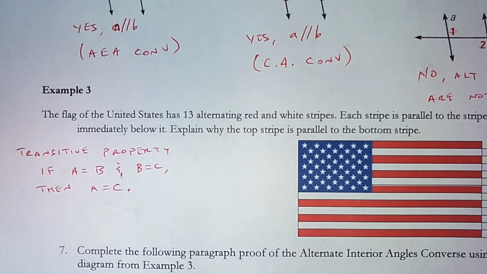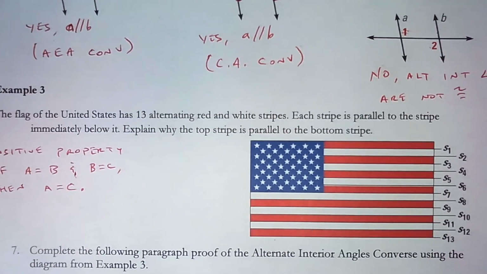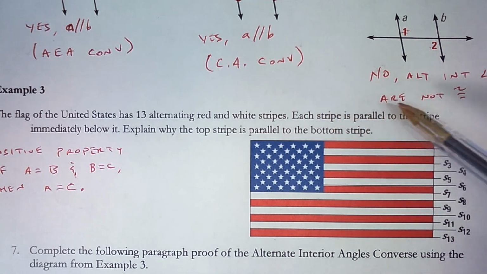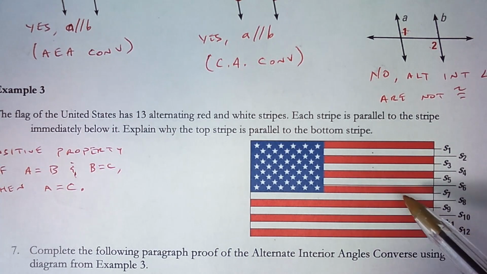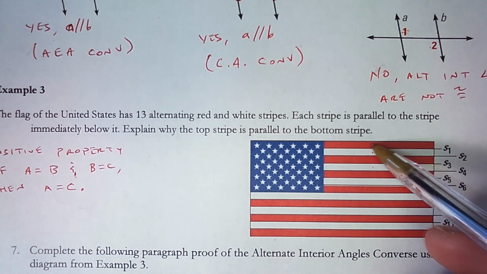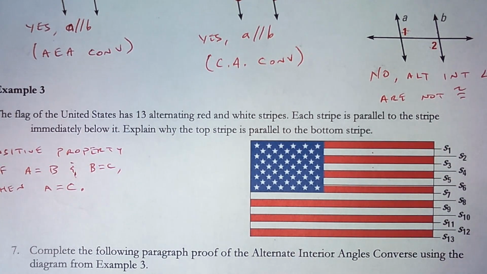That same thing applies to parallel lines. If a line is parallel to another line, and that other line is parallel to a third line, then the first and third lines must be parallel to each other. So here we're going to explain why, if each stripe is parallel to the stripe right below it, the top stripe is parallel to the bottom stripe.